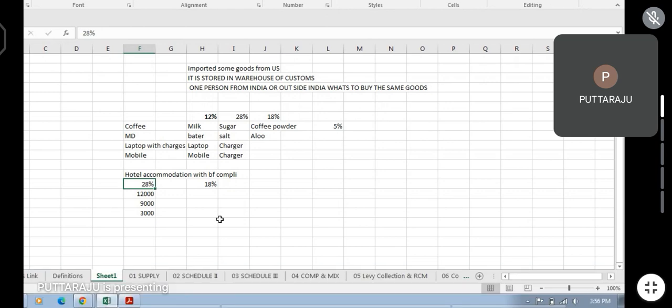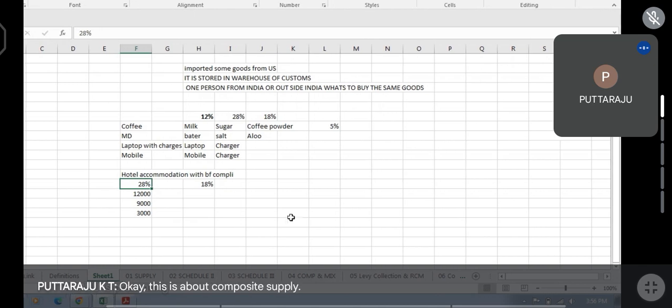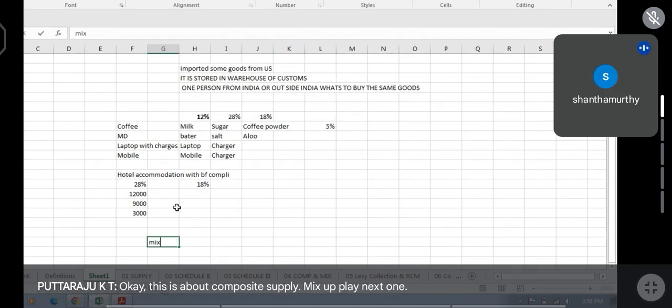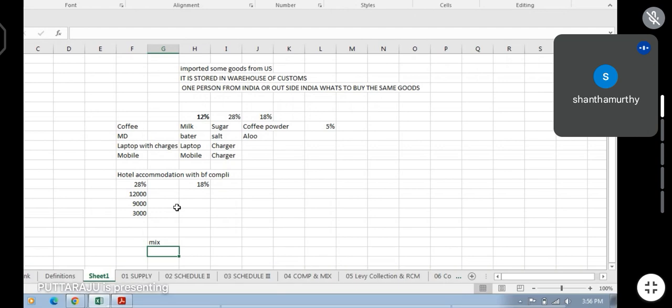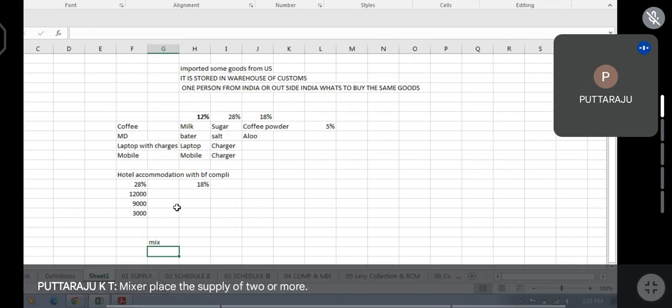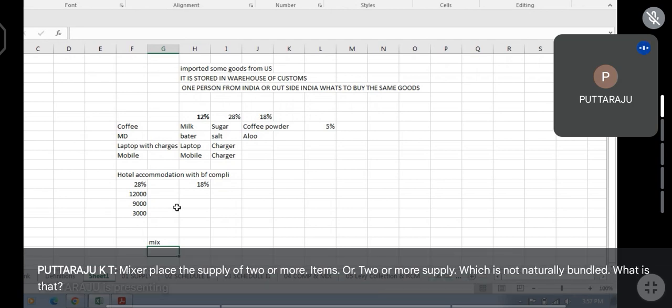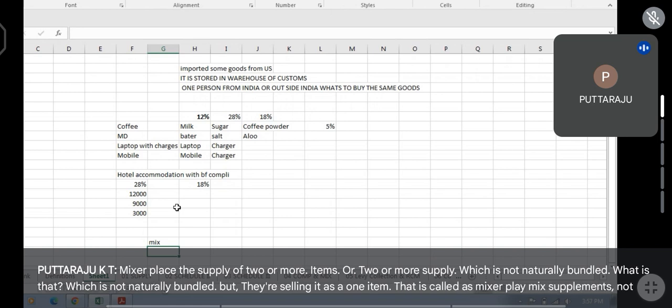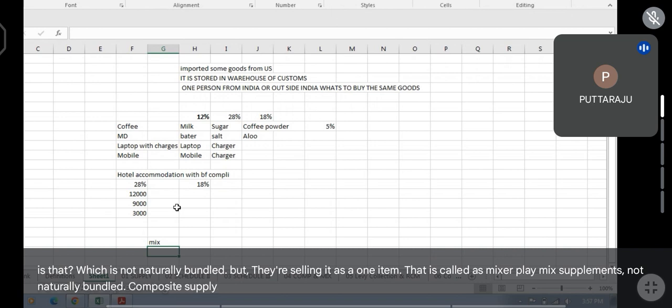Yes, sir. Okay, this is about composite supply. Mixed supply is next. Mixed supply is the supply of two or more items or supplies which are not naturally bundled, but they are selling it as one item. That is called mixed supply. Mixed supply means not naturally bundled. Composite supply is naturally bundled.